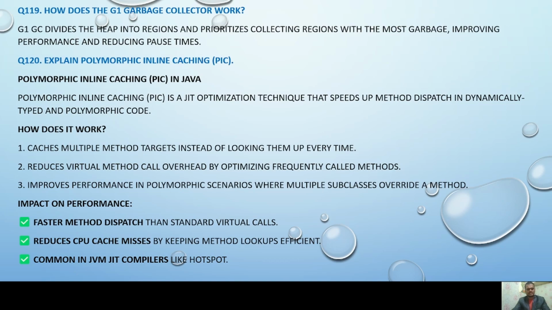Impact on performance. Faster method dispatch than standard virtual calls. Reduces CPU cache misses by keeping method lookups efficient. Common in JVM JIT compilers like HotSpot.